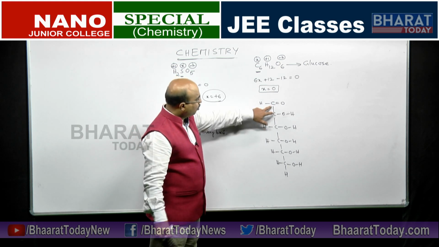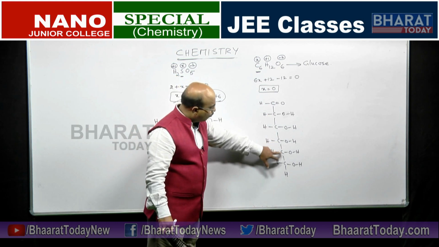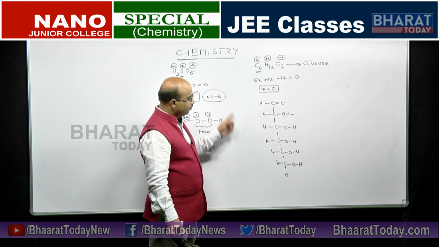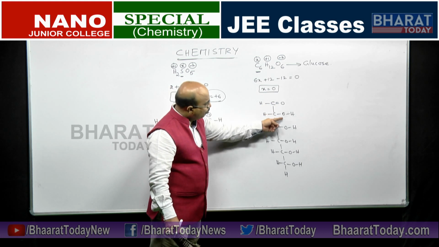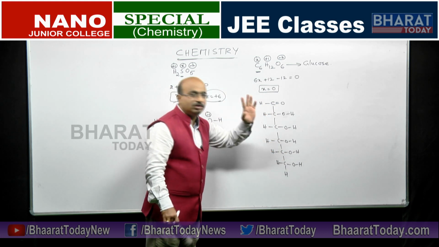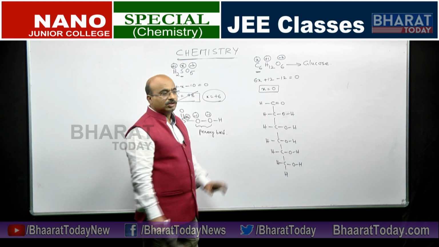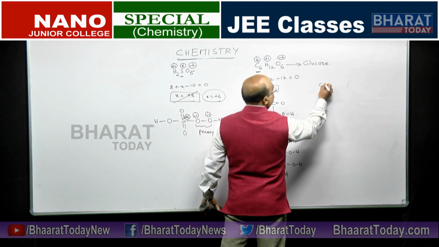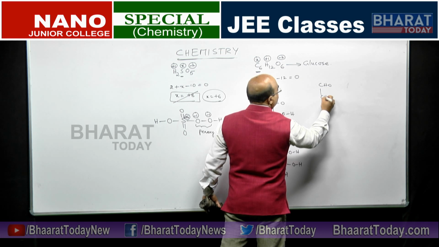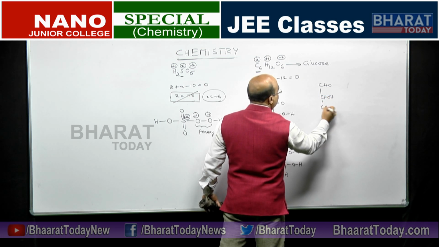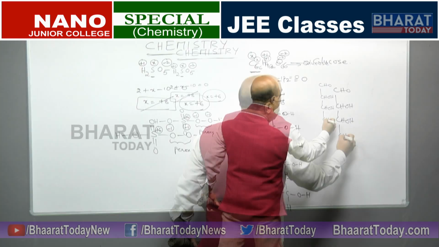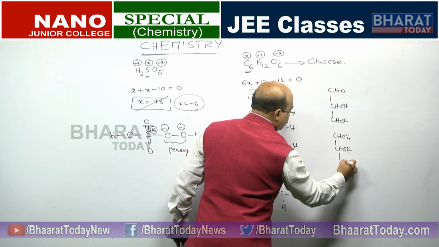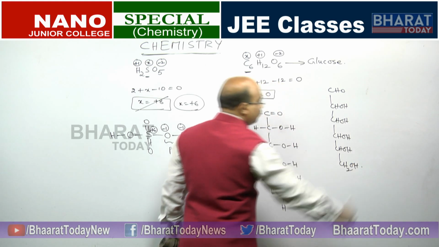So, 6 carbons, 12 hydrogens will be there, and 6 oxygens are there. This is actually the basic structure of glucose, which we simply write as CHO, CHOH, CHOH, CHOH, CHOH, CH2OH.